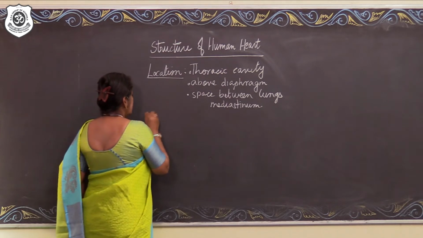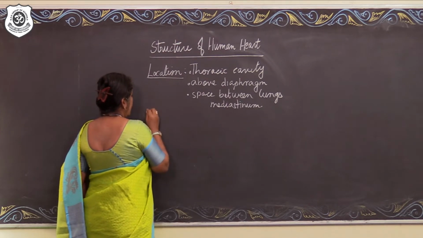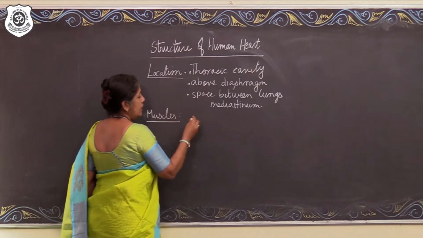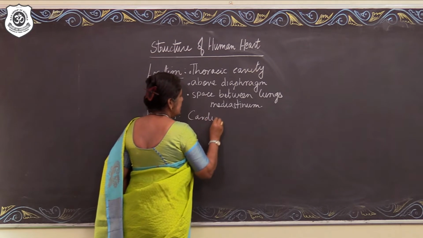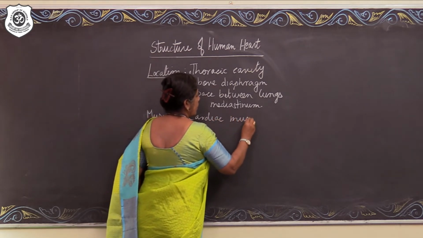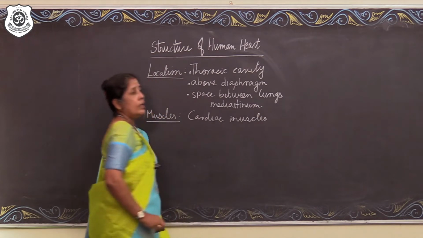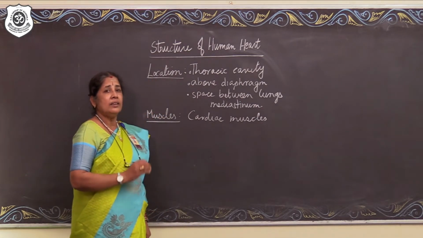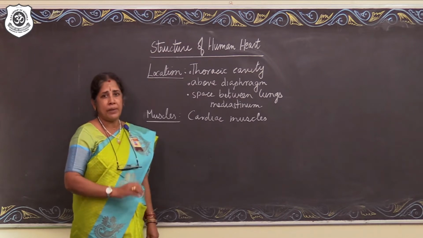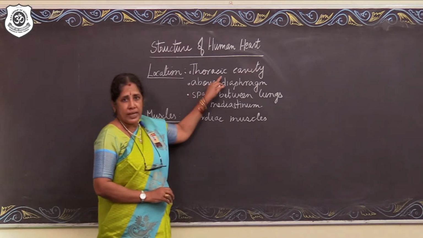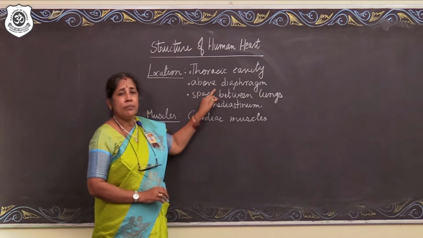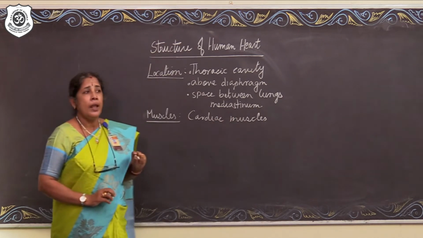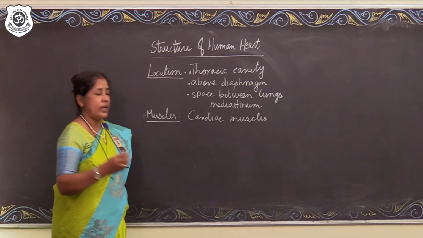Then, what is it made of? The muscles that go to make up the heart, they are the cardiac muscles that go to make up the heart. So we have already seen that the heart is a muscular pumping organ. It is located in the thoracic cavity above the diaphragm between the two lungs in the space which is referred to as the mediastinum. Now, how is the heart protected?